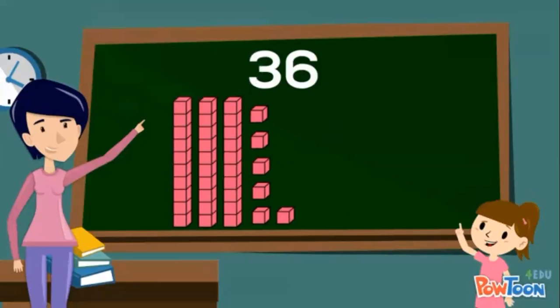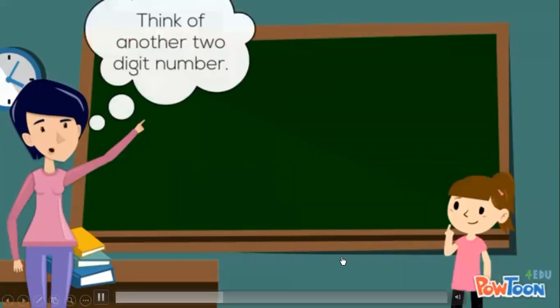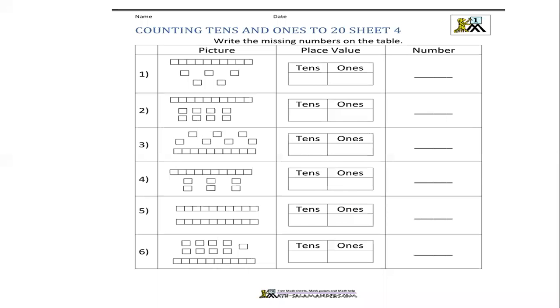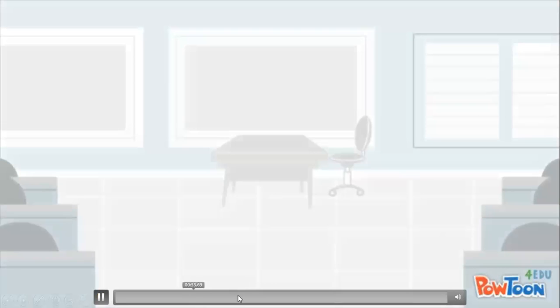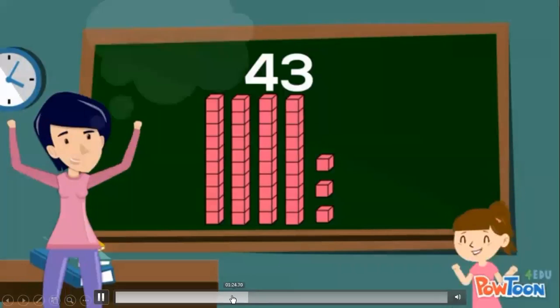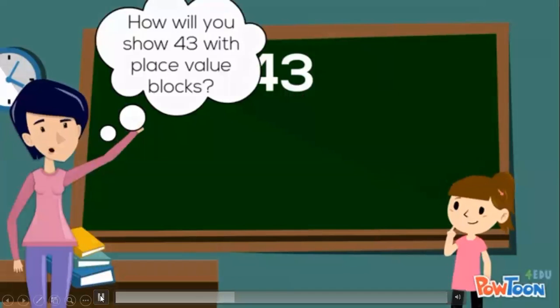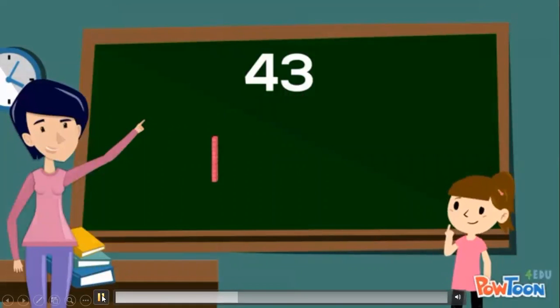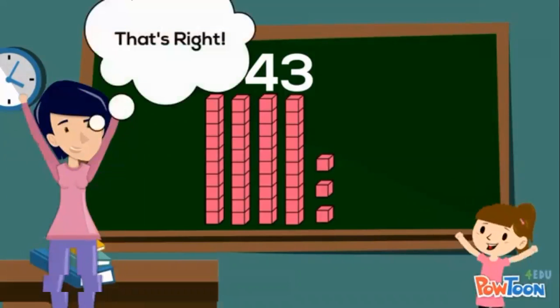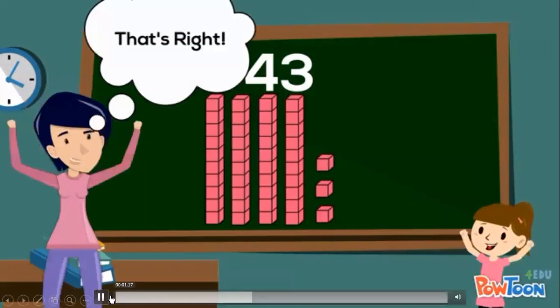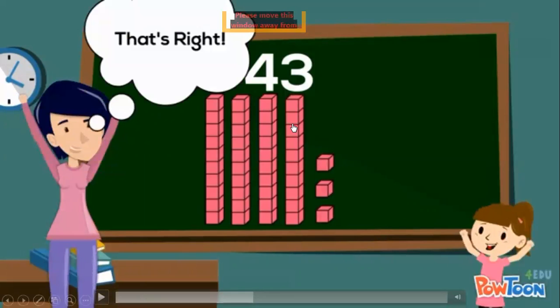Think of another two-digit number. What number did you think of? 43. Three ones. That's the place value blocks. I will have 4 tens and 3 ones. 1, 2, 3, 4 tens. 1, 2, 3 ones. That's right. So this is how you do the tens and the ones. This is the modeling of the tens and ones.